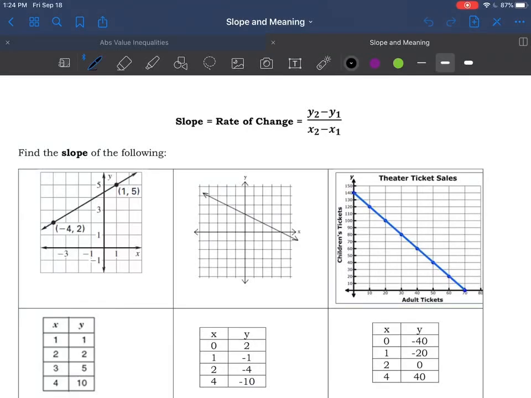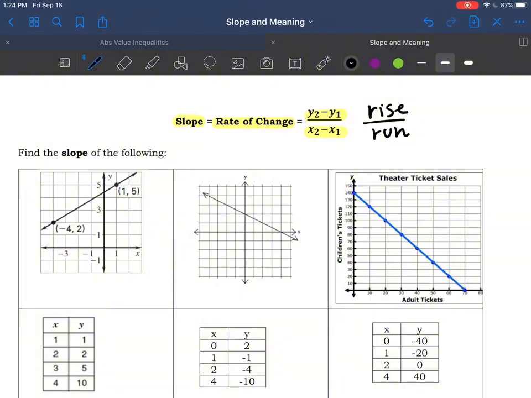All right, so today's lesson is a review of slope, also known as the rate of change. And so you may have learned that the rate of change is the change in y divided by the change in x. So when you're trying to find the slope, which is the same thing as the rate of change, you take y2 minus y1 over x2 minus x1. Some people also call this rise over run.